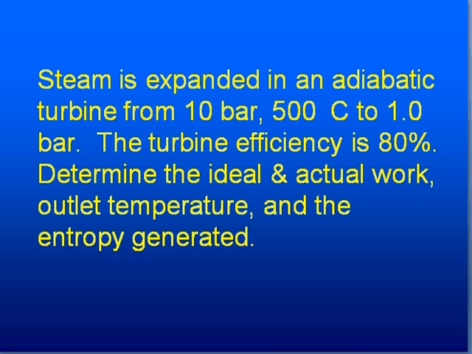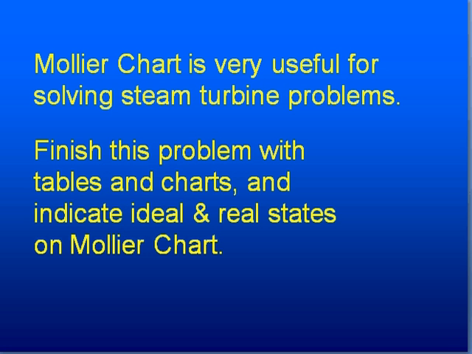When you do it, take a look at the Mollier chart. The Mollier chart is extremely useful for solving steam turbine problems, and try to do it with just the data on the chart. Finish this problem with the tables, charts if needed, tables if needed, and indicate the ideal and real states on your Mollier chart, and you'll notice that the entropy is definitely increasing, and you can find the outlet temperature as well fairly quickly from that chart.